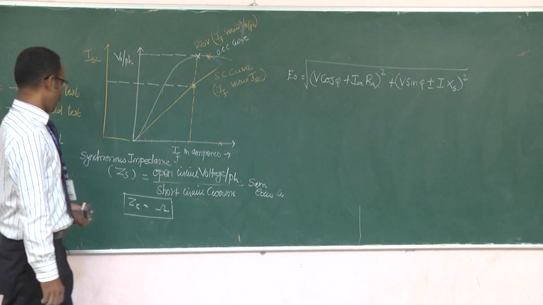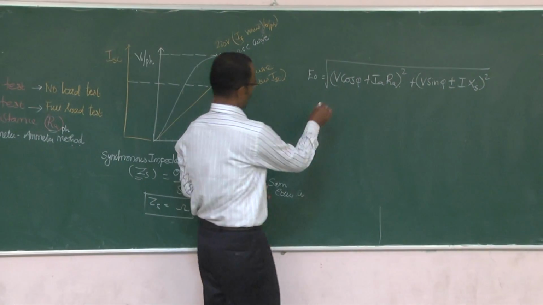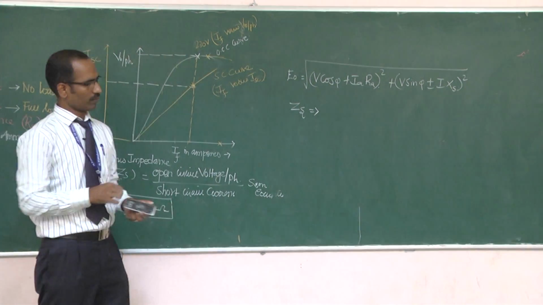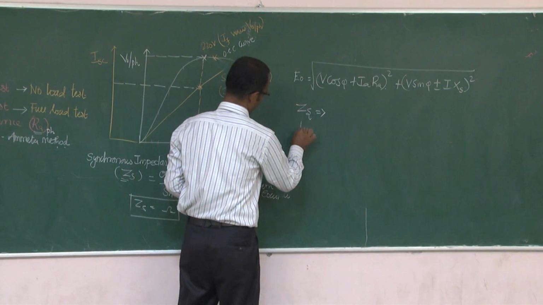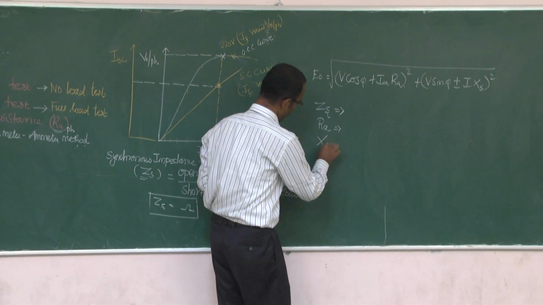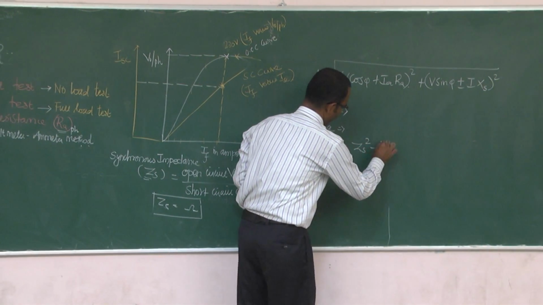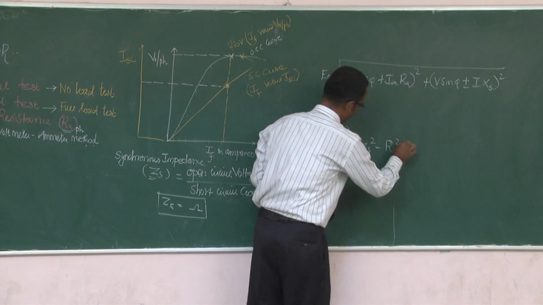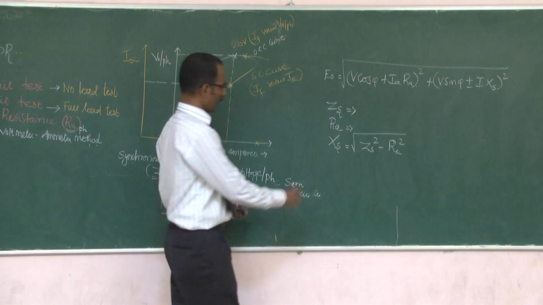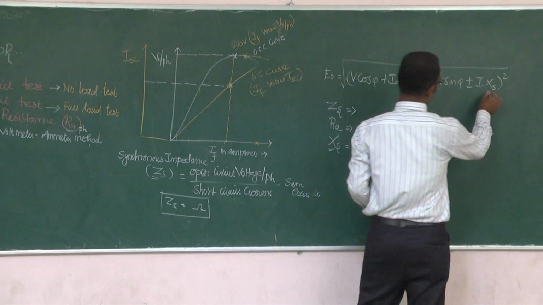What is the necessity? Why did we find the synchronous impedance value here? We know the synchronous impedance from the EMF method. From the measurement of the armature resistance, we know the RA value. By using these two, we can find the synchronous reactance using this formula: the square root of Z square minus RA square gives the synchronous reactance value. We can substitute that value here.